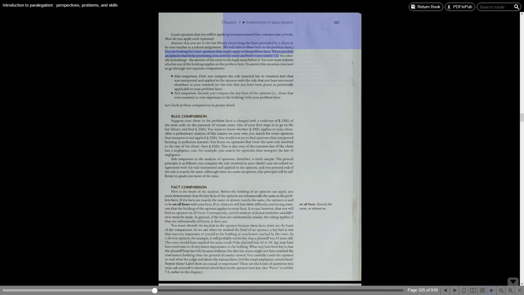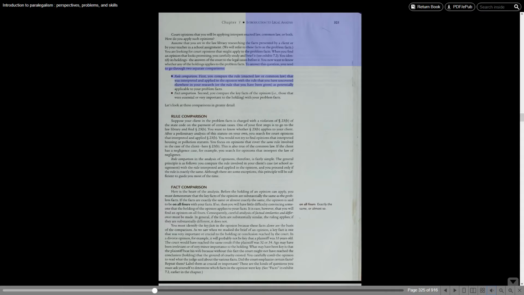When you find an opinion that looks promising, you carefully study and brief it. See Exhibit 7.2. You identify its holdings, the answers of the court to the legal issues before it. You now want to know whether any of the holdings applies to the problem facts. To answer this question, you need to go through two separate comparisons.